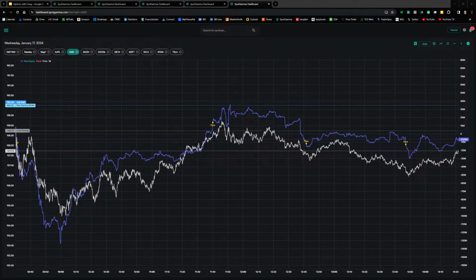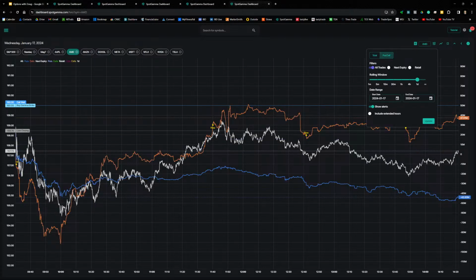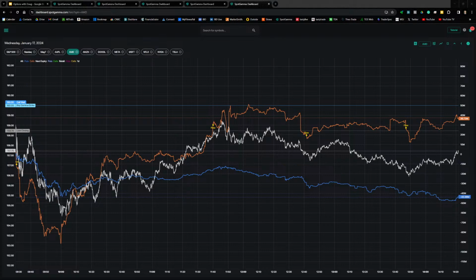I'm going to separate out puts and calls. So the orange line is showing calls. A rising orange line indicates traders started buying calls. So the hero line shifted to positive. When the traders buy calls, market makers sell the calls, and they have to buy stock to hedge their delta exposure. This is a very typical pattern.